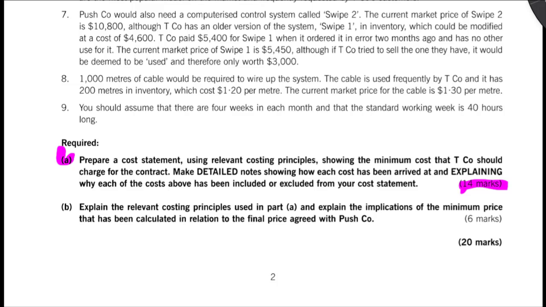We see multiple verbs here. They want us to prepare a statement. Notice the verb is not calculate. That's an important clue. They want us to use relevant costing principles showing the minimum cost. So there's the performance management technical knowledge, relevant costing. They want us to make detailed notes, how we arrived at each cost, explain why everything is included or excluded.